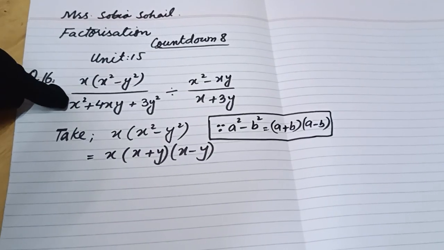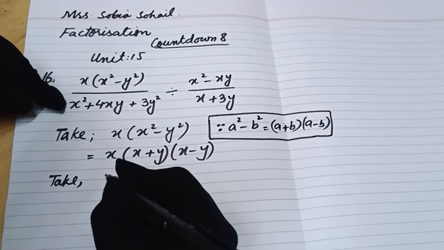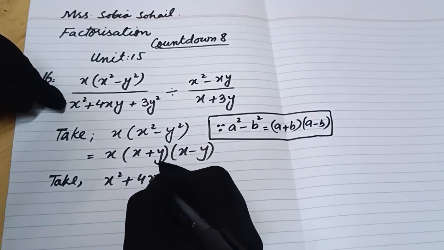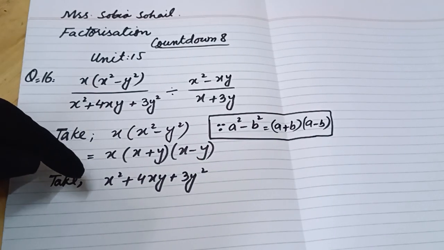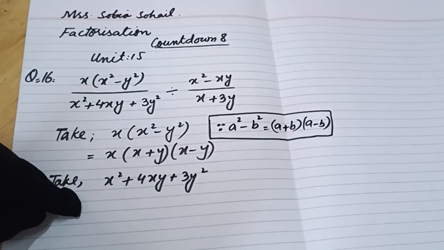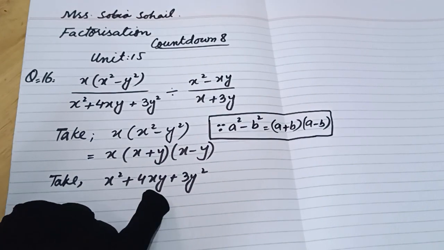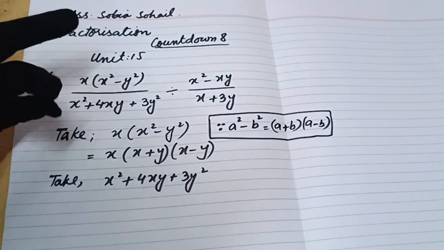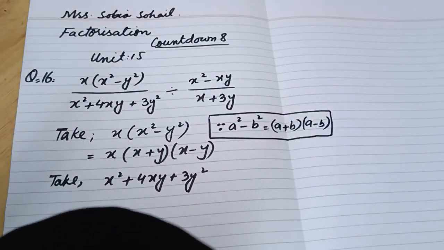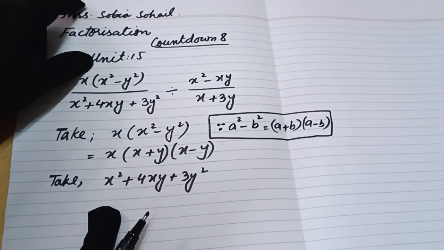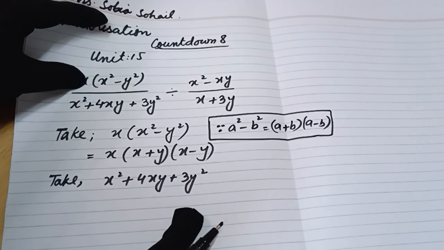Now take this one, x square plus 4xy plus 3y square. Again the first rule: check whether anything can be common or not. No factor is common, because x is here, here, not here. y is here, here, not here. 4 and 3 have no common factor, so we cannot take any factor common. The square completing method we can check: this is a whole square, but 3 is not a whole square number. So the square completing method is also not working here.